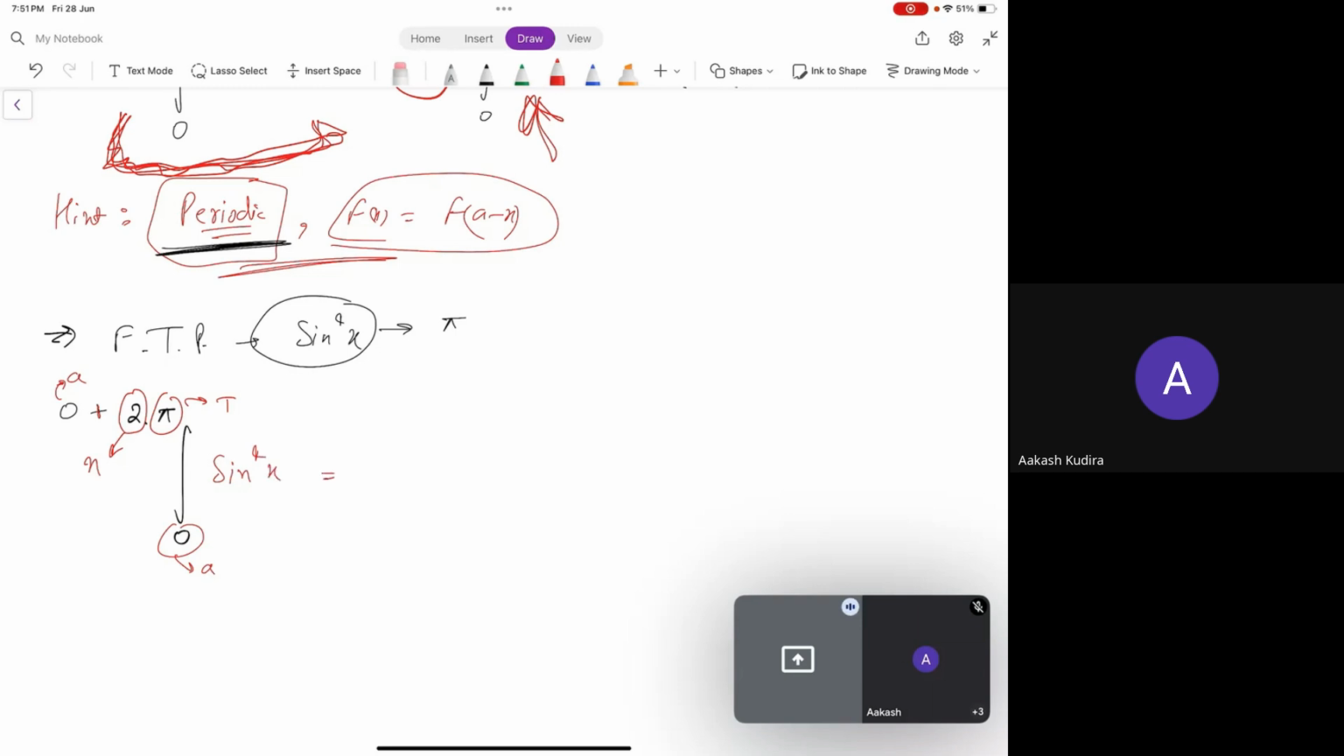fx equal to n. What is n here? N into 0 to t fx, correct? Now what is t here? What is fx here? T is actually pi, and fx is sine power 4x into dx, correct? Okay.